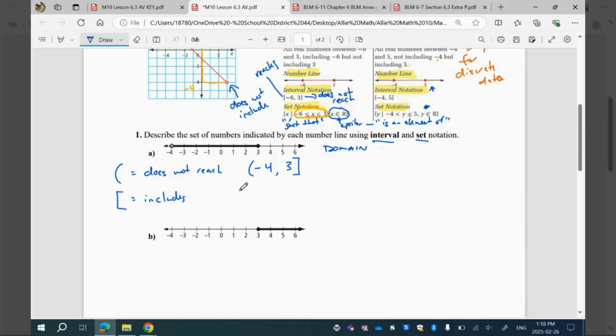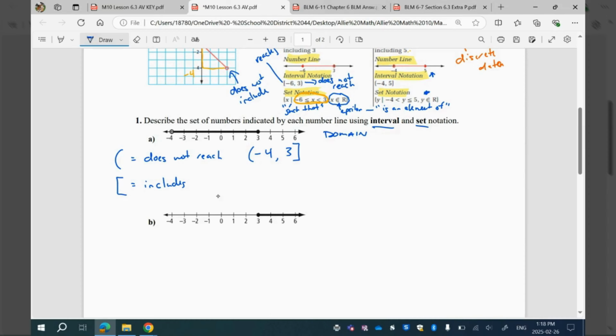Okay. And as set notation, let's say we use our squiggly line. We have x is such that it is, let's see, -4 is our lower end. x is greater than that, but does not include that. And it is less than or equal to 3. And x includes all real numbers, or is an element of all real numbers.